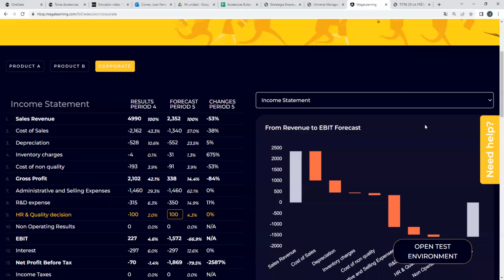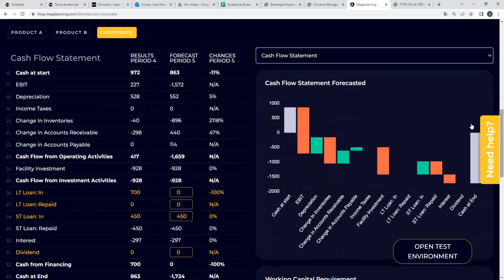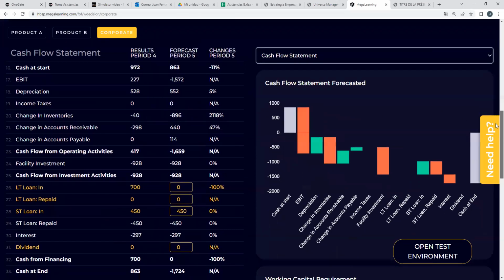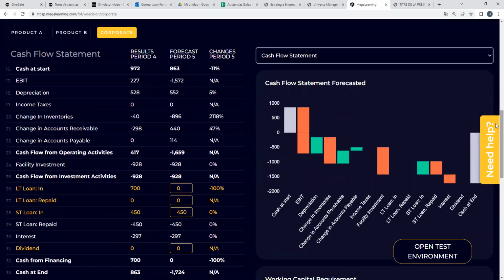Here, at the corporate level tab, you have this information. We are talking about the cash flow statement, okay? Cash flow statement, again, the same format, 3 columns. First column, result of period 4, actual result. Second column, forecast period. This is the number that you are forecasting. And third column, changes between 4 and 5.